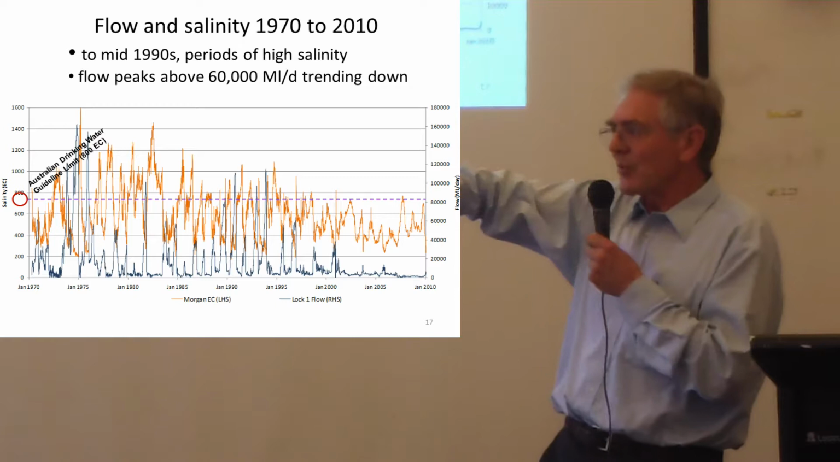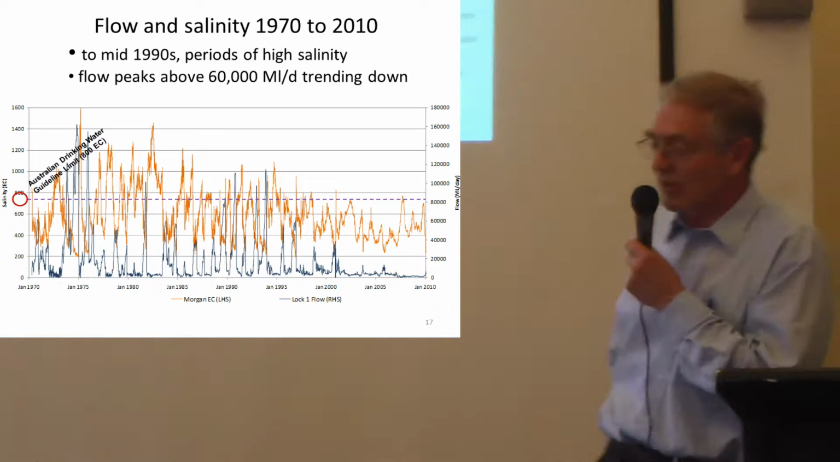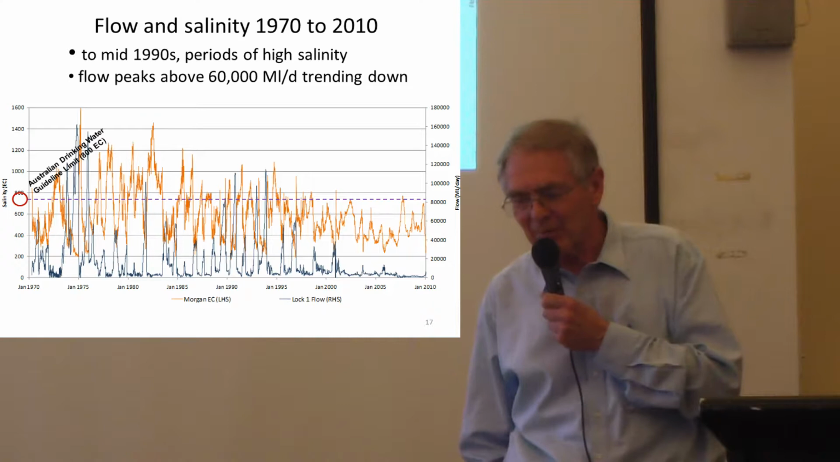So you've got periods of salinity in the 1,000 to 1,400 range. So no wonder there was an outcry from the farmers. Something needed to be done about that.